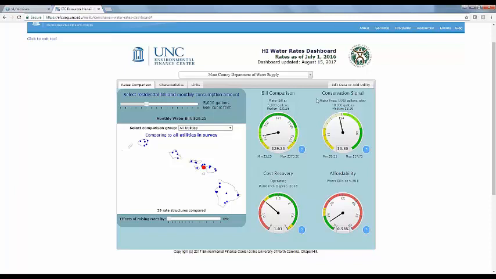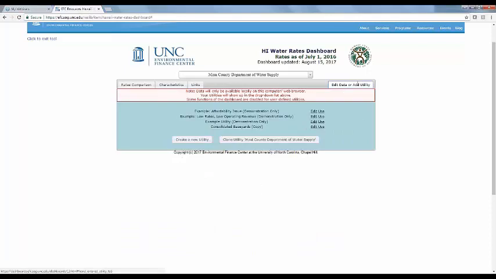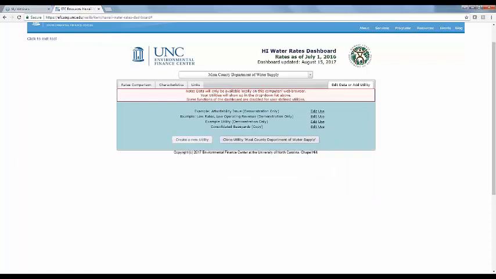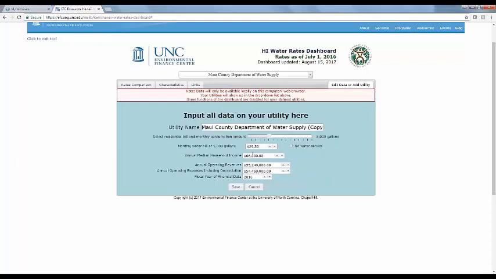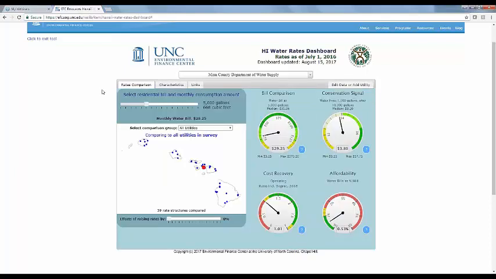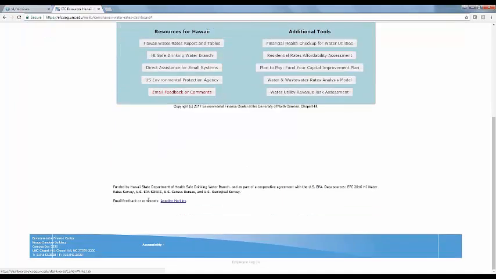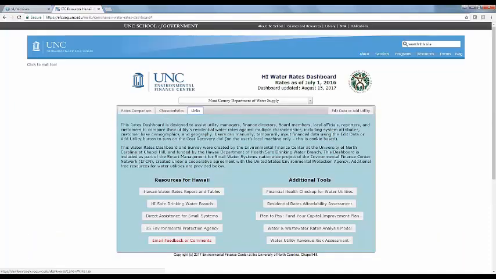Yeah, so one way that you can just get an instant look at that yourself is just by using, again, that edit data or add utility function. If you have never been in the survey, you can go ahead and create a new utility and input all of that data yourself. Or if you want to just modify the data for yourself, you are already in the survey, you can use these functions. But in general, if you say, oh, my rates have changed, you can email me and we can update this data. And I can be reached either on this link here on the Links tab, email feedback or comments, or if you scroll down to the bottom of the dashboard, we have this link here, email feedback or comments, and that will also get to me.